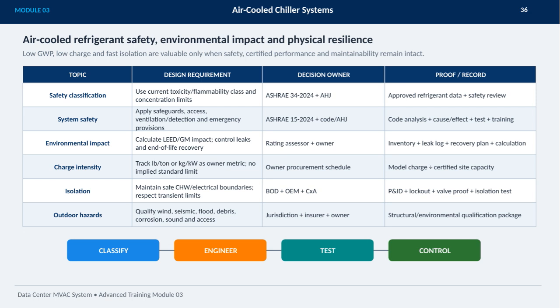Environmental impact is addressed by calculating ozone and greenhouse gas impacts, controlling leaks, and planning for refrigerant recovery at end of life. When tracking refrigerant charge intensity, owners should monitor pounds per ton or kilograms per kilowatt as a metric, without implying a fixed limit. Isolation pertains to maintaining safe chilled water and electrical boundaries while respecting transient limits, verified through documentation, lockouts, and testing.